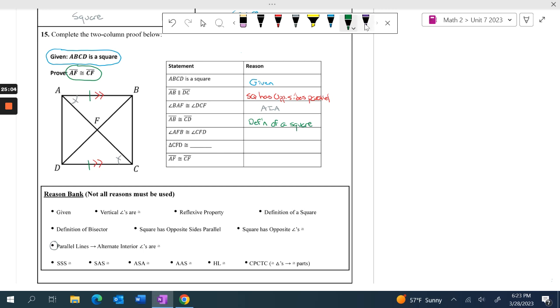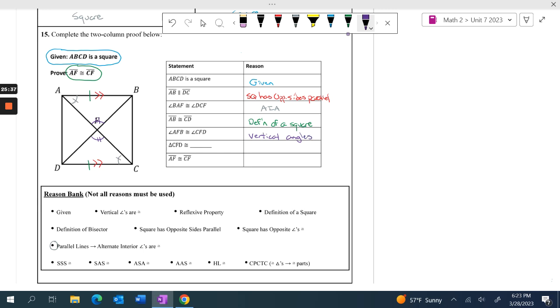My next statement, angle AFB, that angle right there, right at F, I'm going to mark that with the congruent mark, is congruent to angle CFD. There's CFD with that angle right there. What type of angles are those? Well, remember, when X marks the spot, we always have vertical angles. So my reason would be vertical angles here. You do not have to write out the whole thing. Vertical angles are congruent, which is in the reason bank.